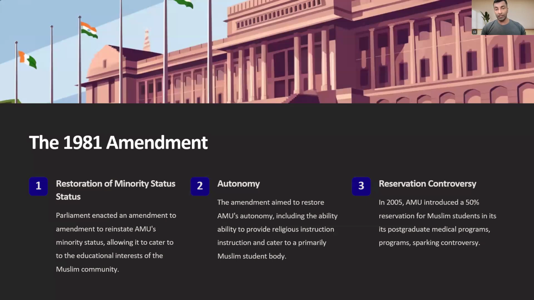The controversy on reservation was also there, and in 2005, Aligarh Muslim University introduced a 50% reservation for Muslim students in its postgraduate medical programs. That move was challenged by critics who argued that a government-funded institution could not have such religion-based reservations. So let's look into the Allahabad High Court verdict after this, okay?